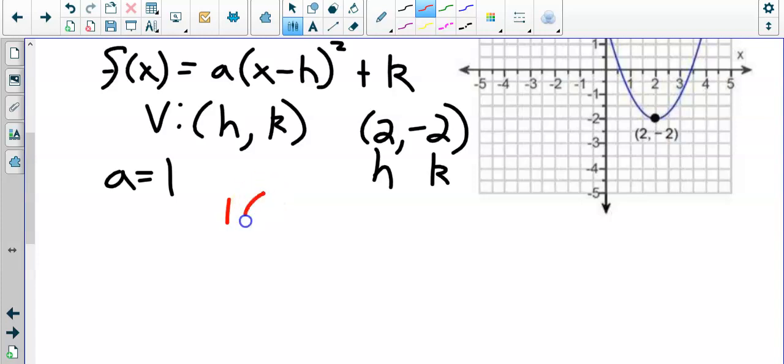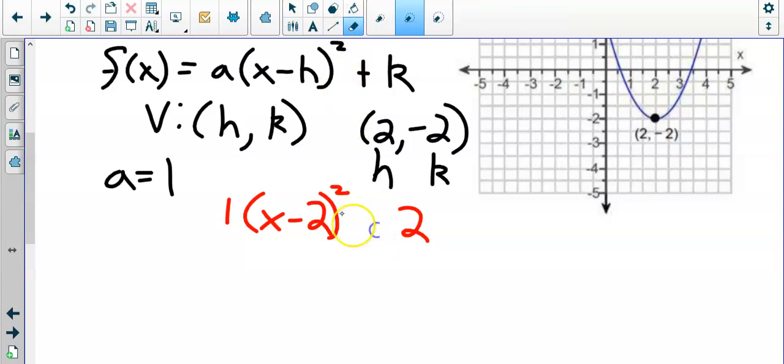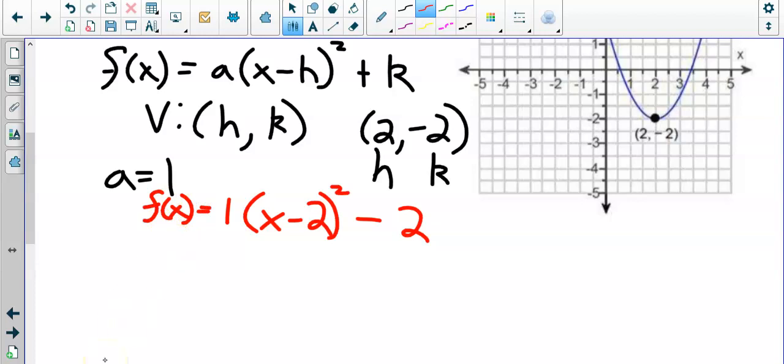So we've got 1 parenthesis x minus, what's my h? 2 squared. And then plus, what's your k? Negative 2. So if you want, instead of saying plus a negative, you could just call it a minus. Now, what we have to do is, because this is not the final answer, we need to square this parenthesis, which means that we really need to FOIL.